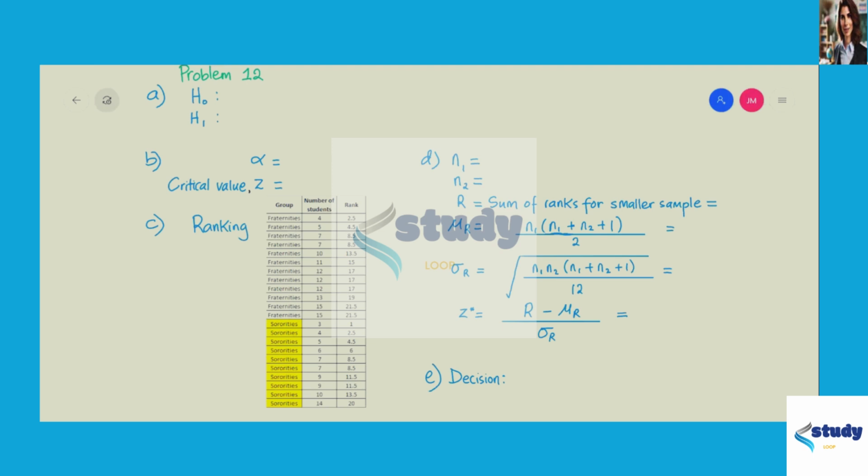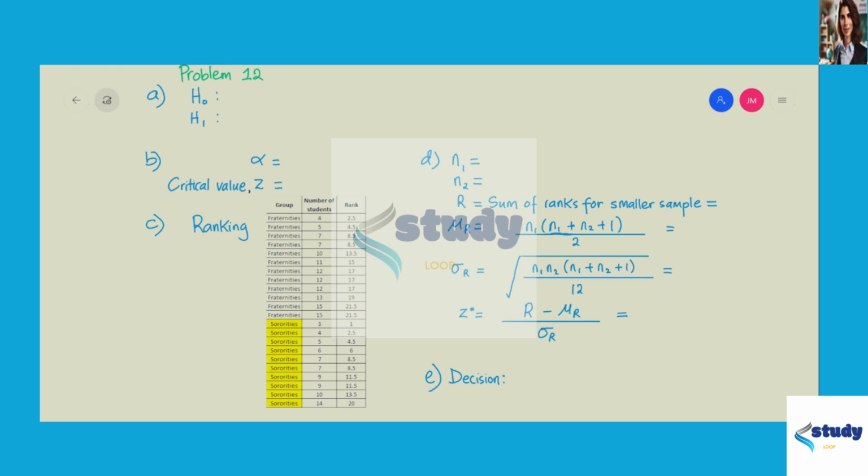In problem 12, we have data on the number of students that participated in a blood drive in Greek organizations throughout the country. There are two categories of students: students from fraternities and students from sororities. We want to see whether the claim that there is no difference in the number of students participating from fraternities and sororities is correct. We're going to be using the 0.10 level of significance.